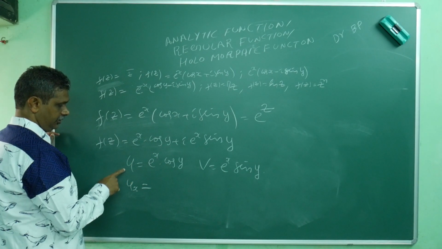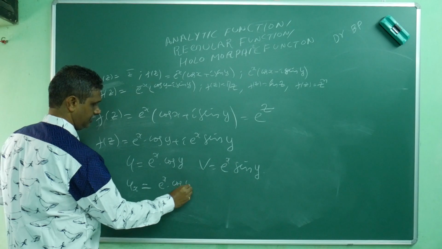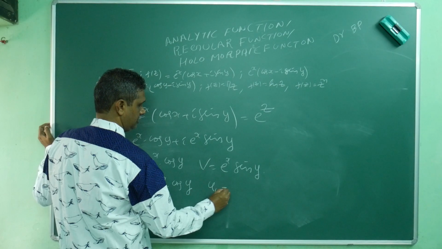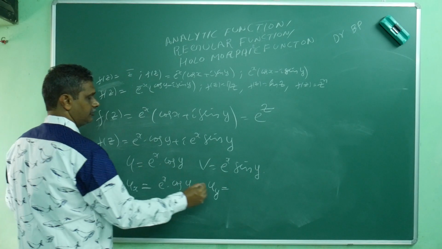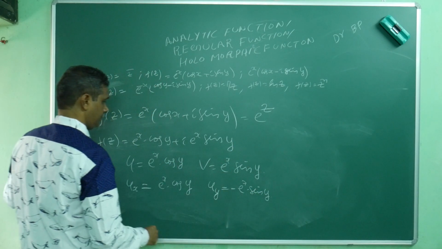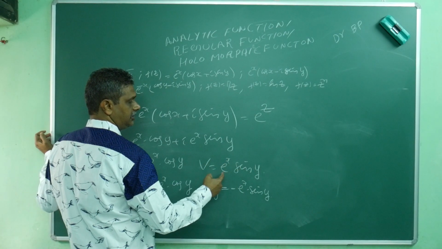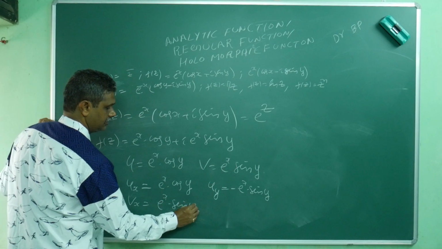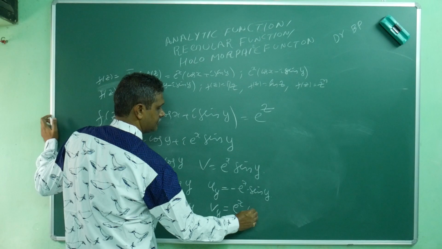Now ux is what? Partially, dou u by dou x. The differentiation of e power x is e power x, so e power x cos y. uy means dou u by dou y. E power x is constant, cos differentiation is minus sine, so minus e power x into sin y. Then vx: v is e power x into sin y, so vx is e power x sin y, since sin y is constant. vy: e power x is constant, sine differentiation is cos, so e power x cos y.